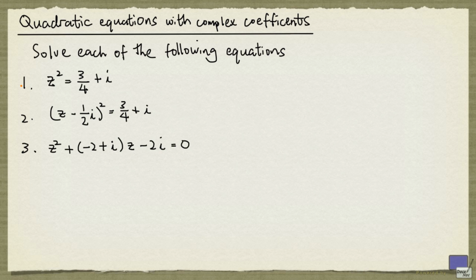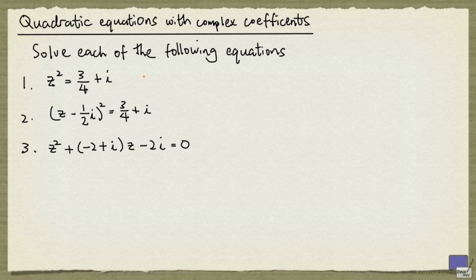We're going to solve each of these three equations. Notice that these equations are quadratic equations with complex coefficients. For the first equation, we want to find all complex numbers z such that z squared is equal to 3/4 plus i. So basically, we're looking for all the square roots of 3/4 plus i.